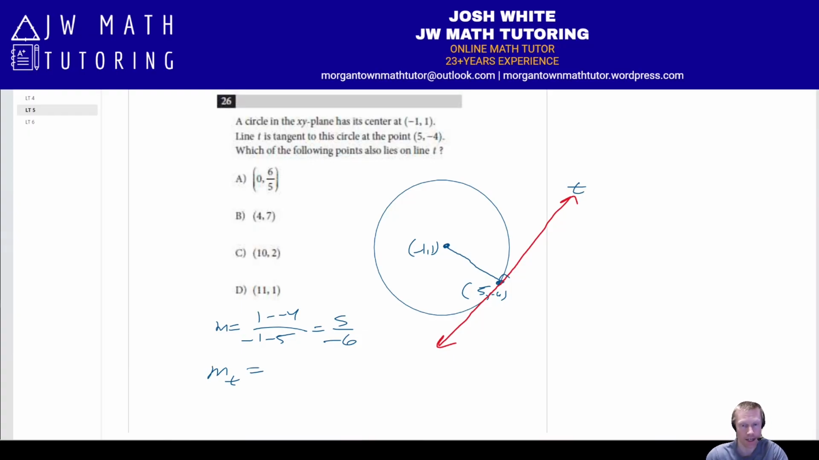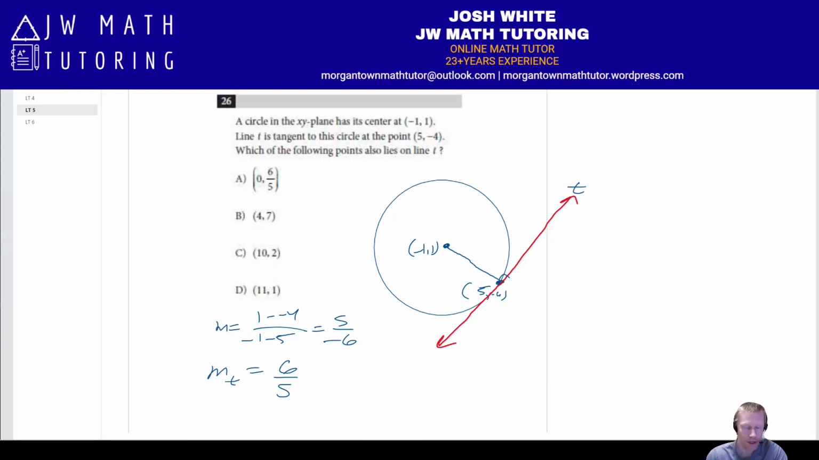The reason being that a line which is tangent to a circle and the radius drawn to the point of tangency are perpendicular. That's a theorem from geometry. So therefore, the slope of line T will be the opposite reciprocal. So we flip, put the 6 on top, 5 on the bottom, and we change it from negative to positive. So the slope of this line is +6/5.